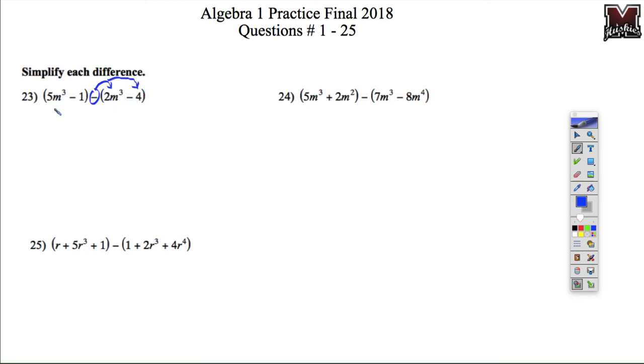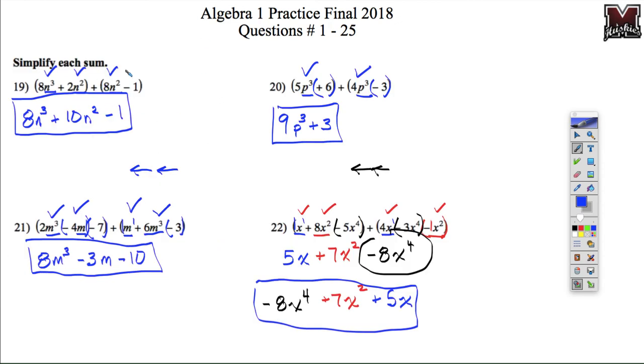So my new problem, I don't really want to rewrite that first one, but you can if you want. This is going to be 5m cubed minus 1, and now it's going to be plus, because I distribute the negative, there's no longer a negative, and it's going to be this new polynomial, a negative 2m cubed. Then a negative times a negative 4 is a positive 4, so positive 4. And I can write this to make it look nice, 5m cubed minus 1. Now, it's the same problem as we had over here, just with a plus sign in between.